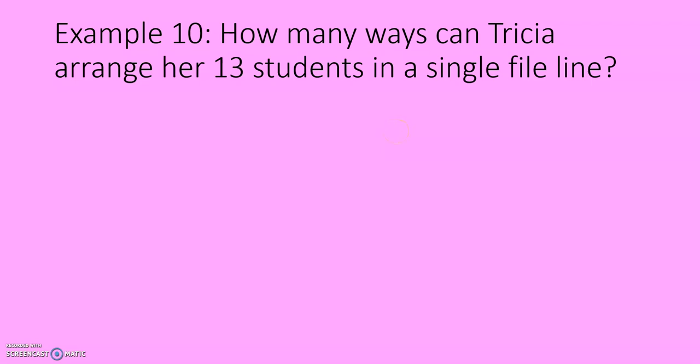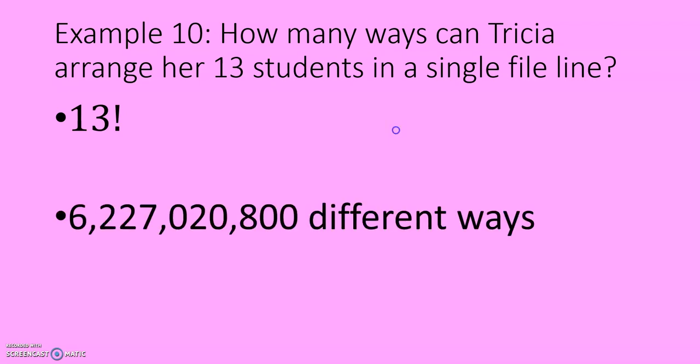Example 10. How many ways can Tricia arrange her 13 students in a single file line? The answer is 13 factorial, which multiplies to 6,227,020,800 different ways. That's section 10.2, the fundamental counting principle.